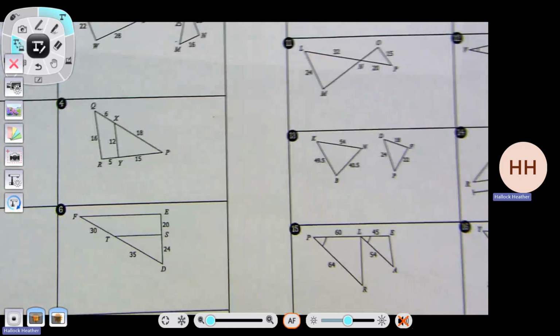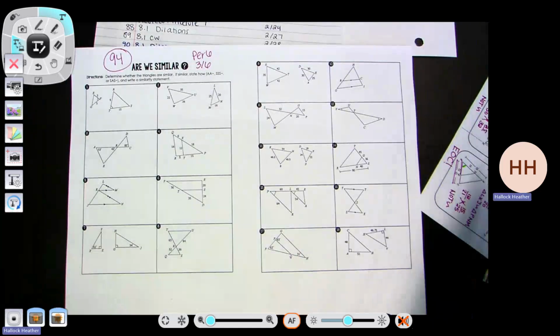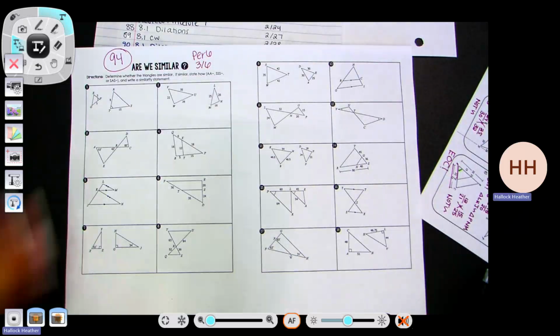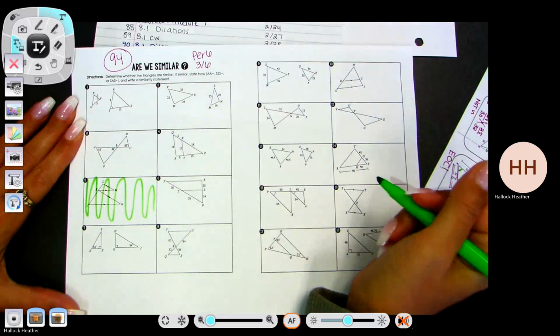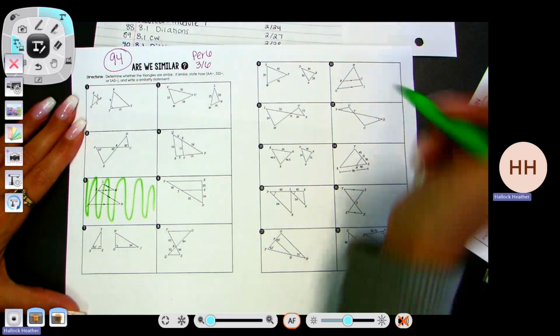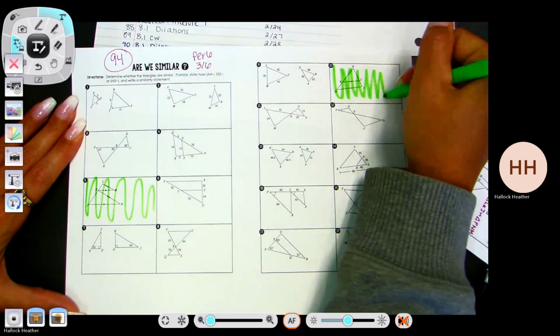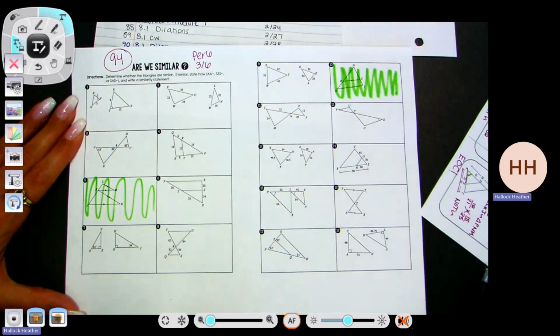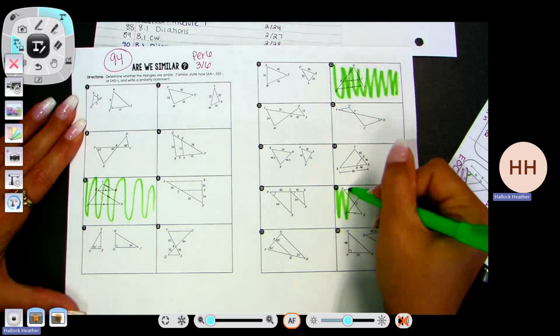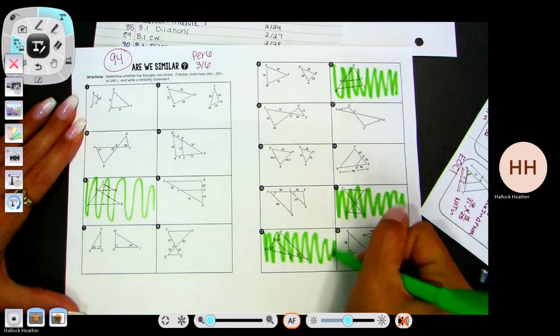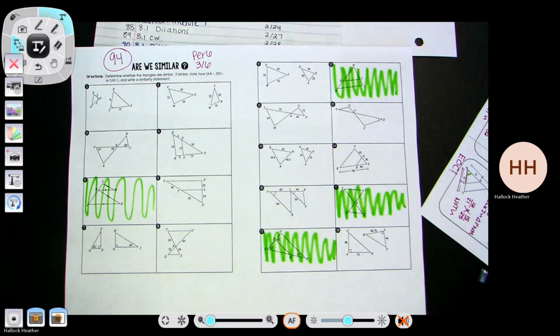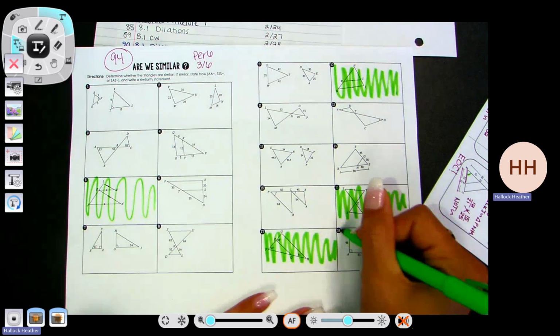Let's first cross out some. The ones I want you to cross out: let's cross out number 5. Let's cross out number 10. Let's cross out 16. 17. And then, no, let's pick one more. 18? Sure, let's cross out 18.